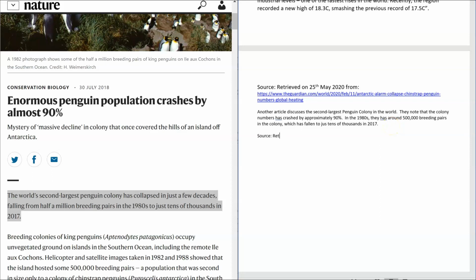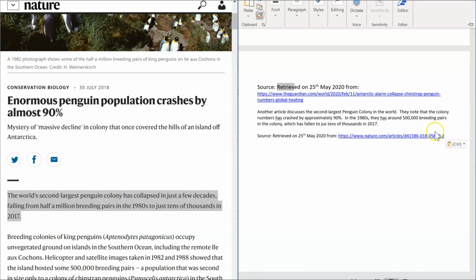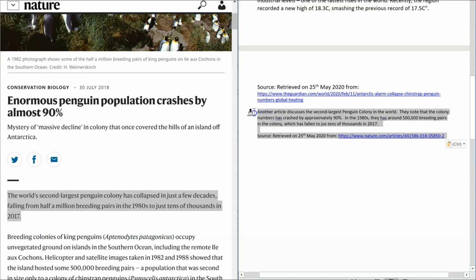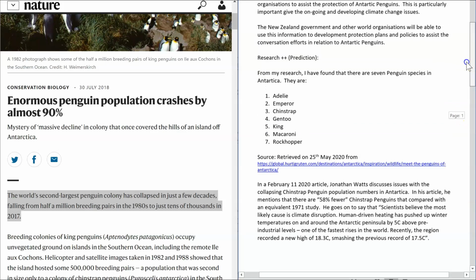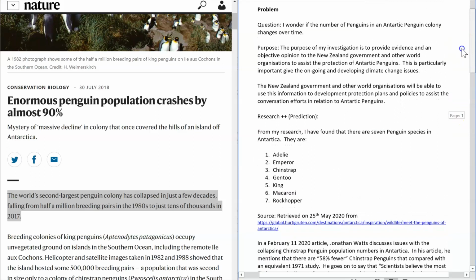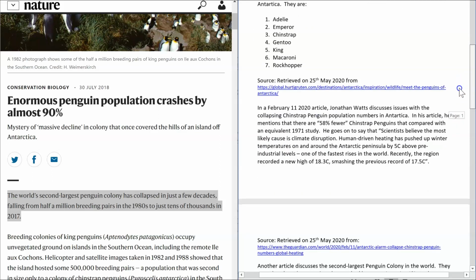Source retrieved on 25th of May 2020 from. So we've got our source. I'm just going to get that formatting all fixed because good formatting is important as well. There we go. And then I'll change the formatting about the blue ones as well. Okay, so we'll fix all the grammar later on, but now we've done that, so we've identified the types of penguins. We've chatted specifically about two.